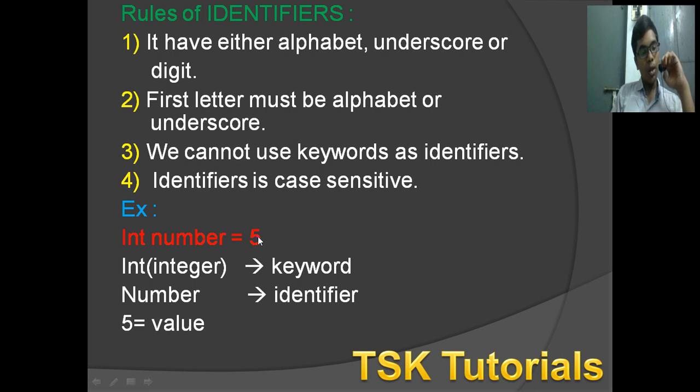Let's see this example: int number equal to 5. Here int means integer. Integer is represented by int. It's a keyword or the data type. Number is the identifier. Int number is the variable. 5 is the value stored. Simply, this is common.